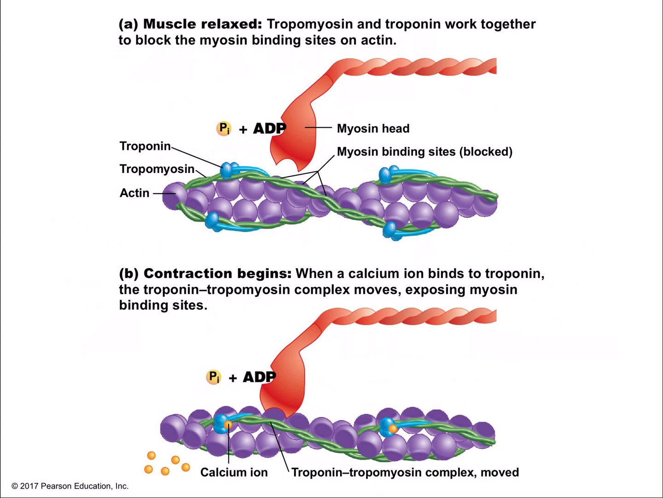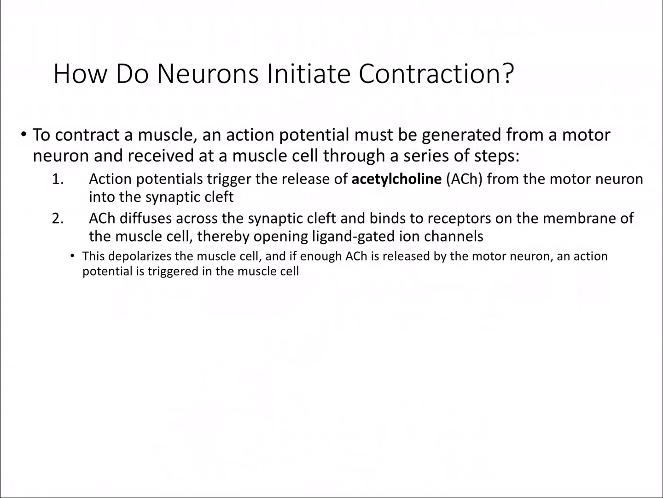So when the muscle is relaxed, not contracting, tropomyosin and troponin work together to block the myosin binding sites. They're totally blocked. Contraction begins when calcium ions are released from the sarcoplasmic reticulum inside of a muscle cell. We'll see how that happens in a second. And now the myosin heads can bind and pull that muscle.